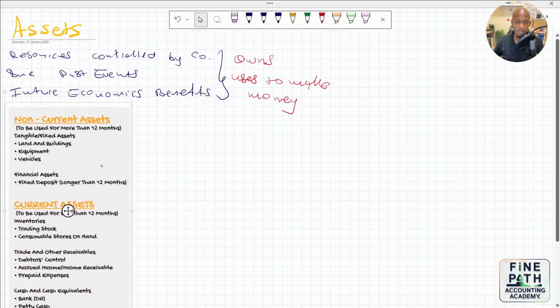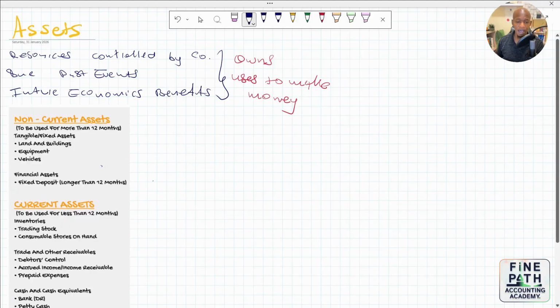The first one is our non-current assets. These are assets that will be held or used for more than a year after the financial period has ended. So we are looking at a longer period of time. It's things like your buildings or your land, your vehicles, the cell phones we use, and laptops, as long as you are going to use it for more than a year. And any money that you've put aside in your fixed deposits and invested for longer than a year will be classified as a non-current asset.